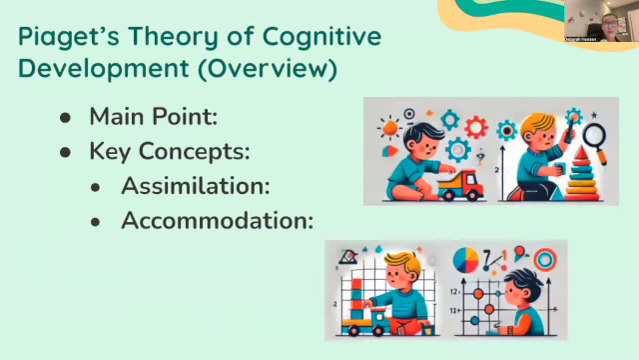Okay, we're going to start with Piaget's theory of cognitive development. Just what is that? So Piaget believed that children go through stages of cognitive development and they build schemas to understand the world as they go through these stages. So two words that we need to understand for this concept is assimilation, which just means adding new information to our existing schema, or accommodation, which is changing schemas to fit new information.